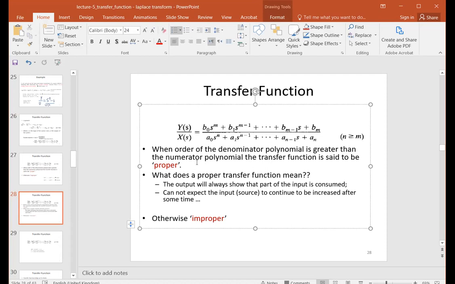So that's called the proper equation when n, Sn, A0, A1, all of this, the n is a larger value than the m. A proper function means the output will always show that part of the input is consumed and cannot expect the input source to continue to be increased after some time. Otherwise, it's called improper. That's one of the characteristics of the Laplace transform.